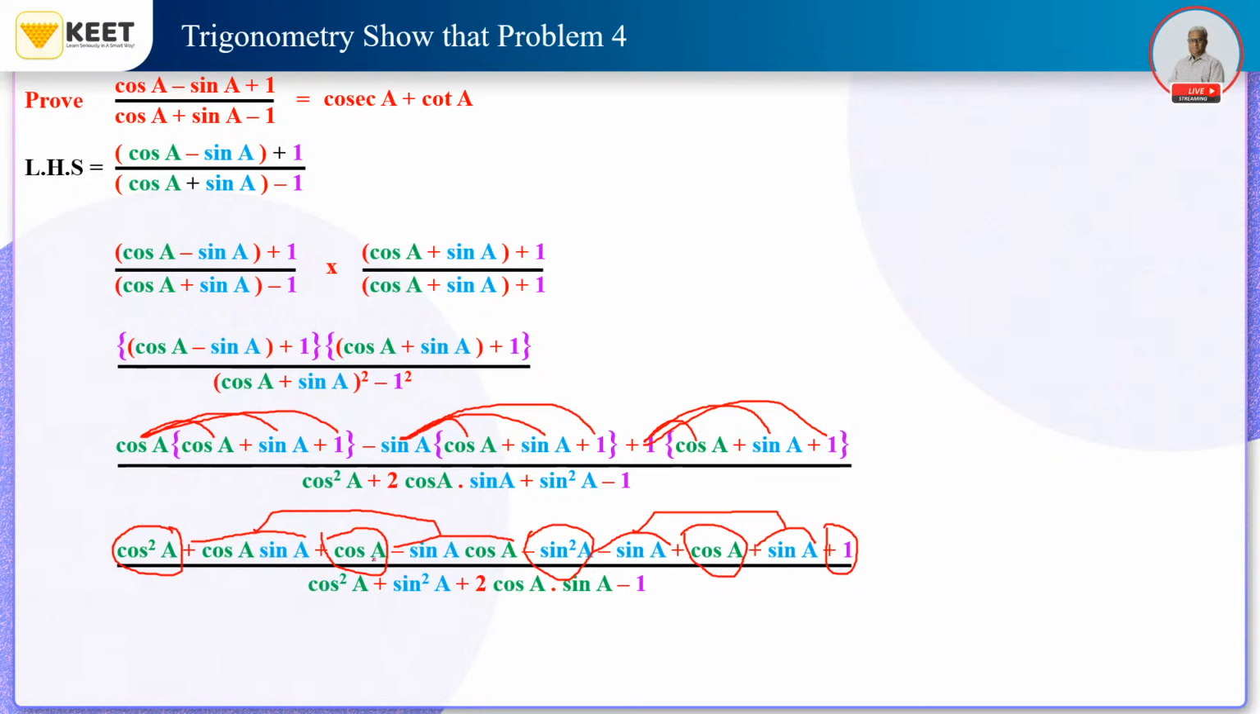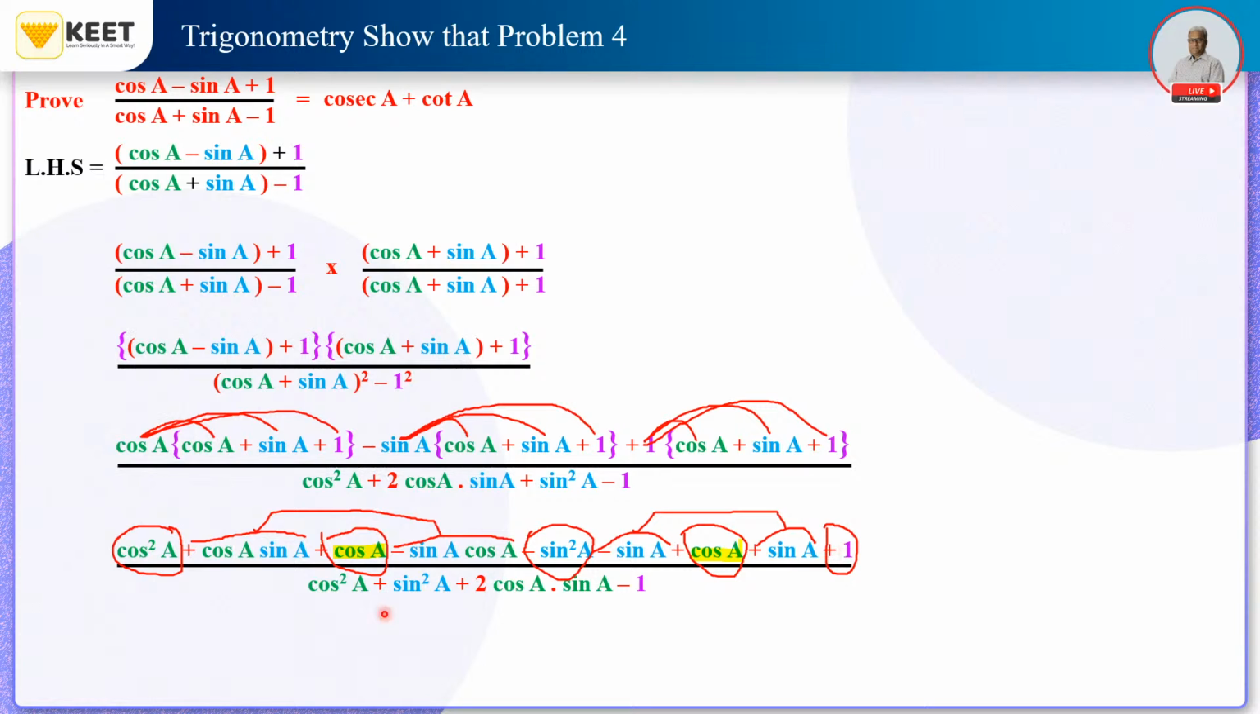Now in this, just look at this cos A. I'll put a highlighter there, see whether it is working. See whether you can see this cos A and this cos A. Fine. So now this cos A which is highlighted and this cos A, both are plus, so it will become 2 cos A. Then this cos square A minus sin square A will remain as it is, and this plus 1 will remain as it is.